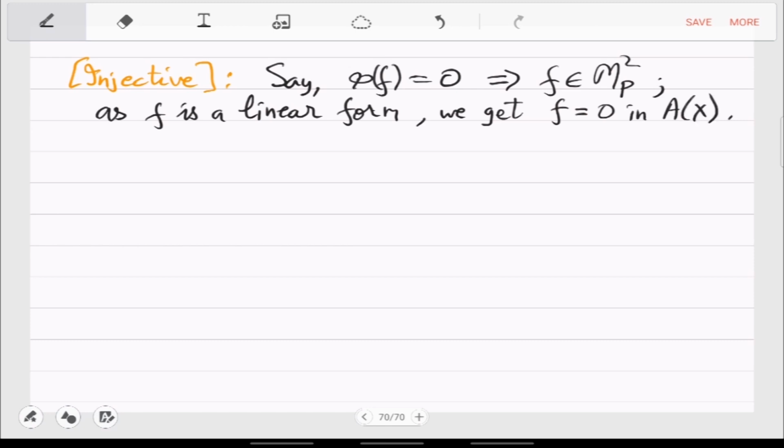Is this clear? Right, MP squared doesn't have any linear forms. So if your f is in there, then it must be 0, which means that it's 0 in your domain also. That's the tangent space, dual. That's injectivity. Is that clear? So next thing is surjectivity.